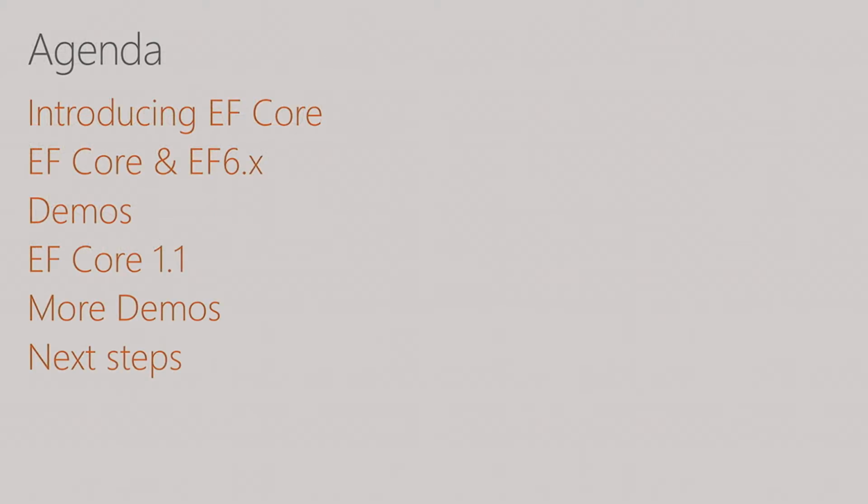So our agenda is pretty simple. We're going to spend about 10 minutes in slides. We're going to talk about what EF Core is and how it relates to EF 6. We're then going to spend the bulk of our time in Visual Studio doing demos. We're then going to talk a little bit about EF Core 1.1, and then we're going to quickly switch back to demos and look at some of the new features. And then we'll wrap up. I'll head you off in some places where you can learn more.